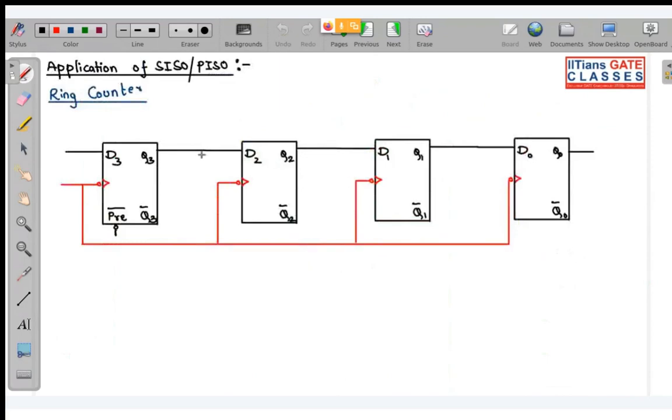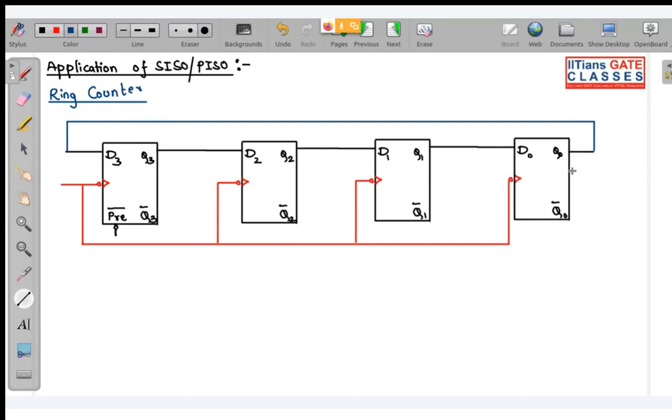Now how do I convert it to a ring counter? Simply by feeding back this D3 to the output of this last flip-flop.